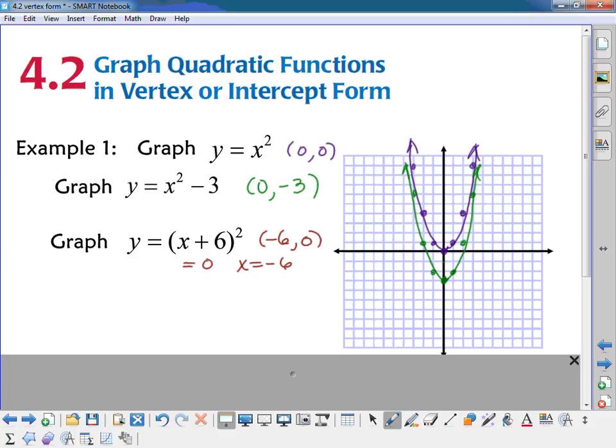So I go over to negative 6. 1, 2, 3, 4, 5, on the x-axis. So now what's happening to our graph? It went to the left, didn't it? Okay. So is it going to be the same shape? Is there anything in front of the x squared? No, so it's going to be the same exact shape. If I go out 1, I'm going to go up 1. If I go out 2, I'm going to go up 4. Okay?